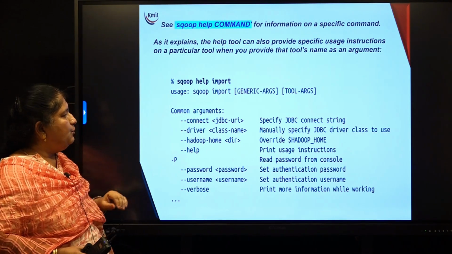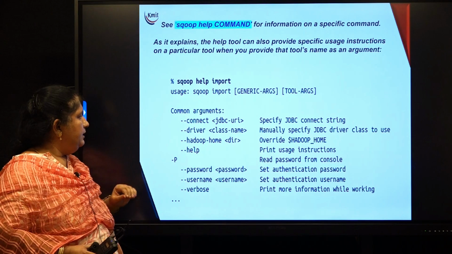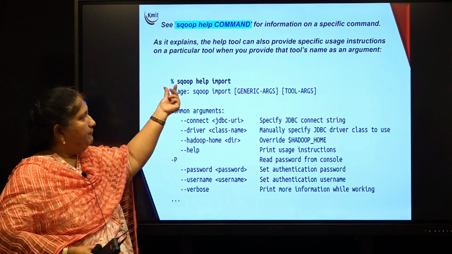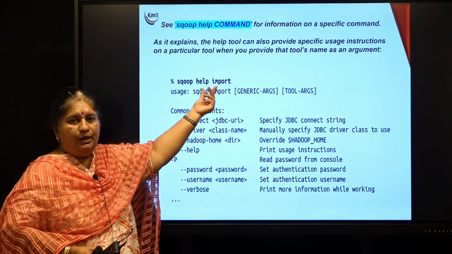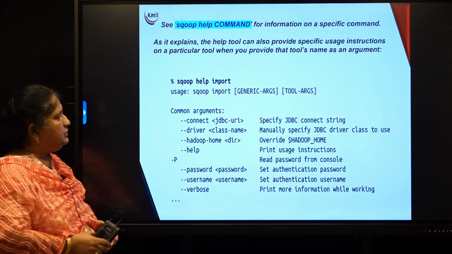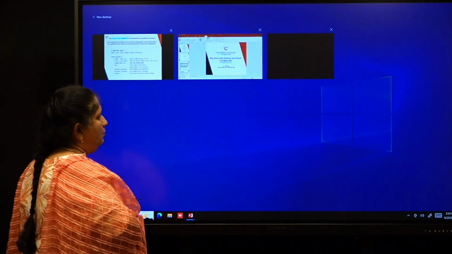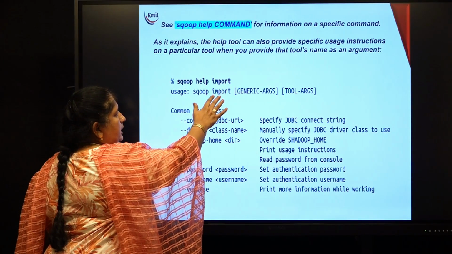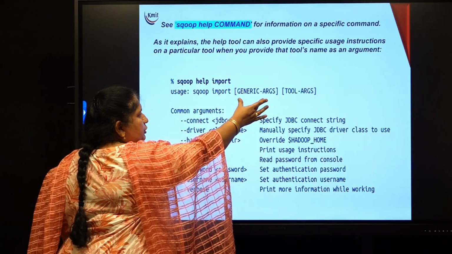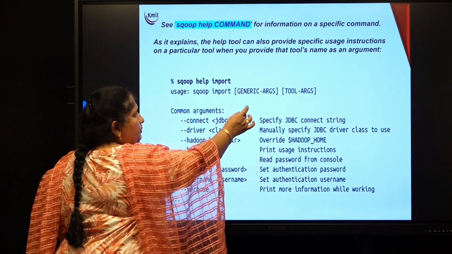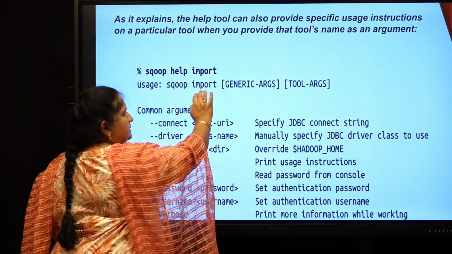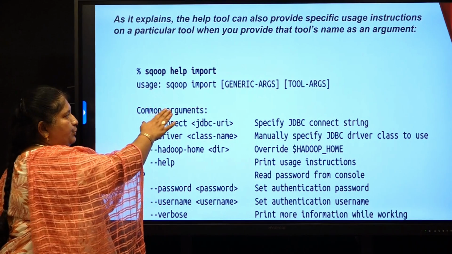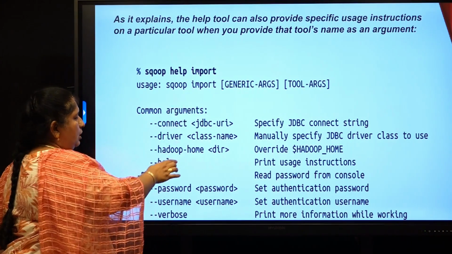Say for example, I want to know all the options that are available with Sqoop help. So Sqoop, please give me help on which command are we looking at? Import command. In such case, it will try to show you the syntax. What should be the syntax? Sqoop import, generic arguments are to be specified, tool arguments are to be specified. So this is the syntax of the import statement given by the help command. Sqoop import, generic arguments and tool arguments.